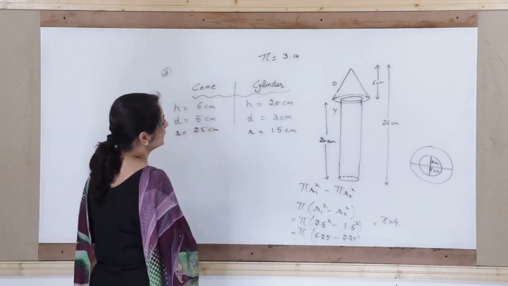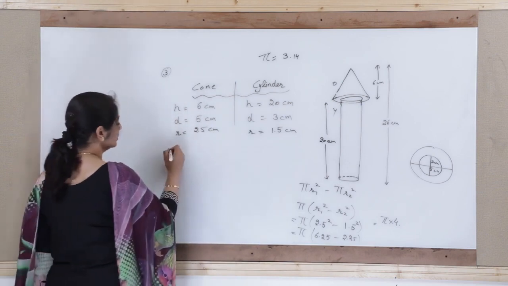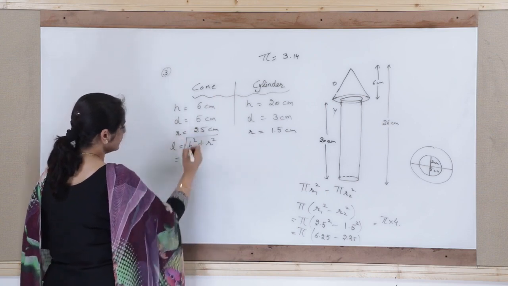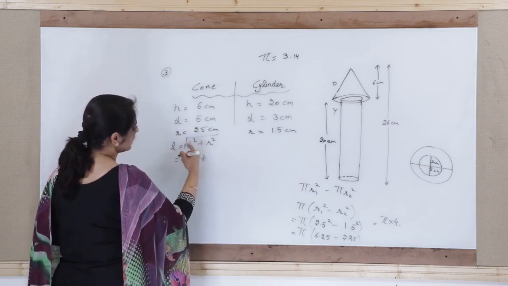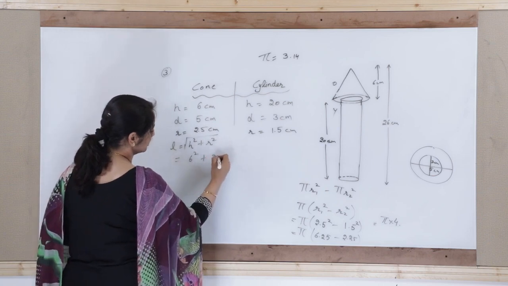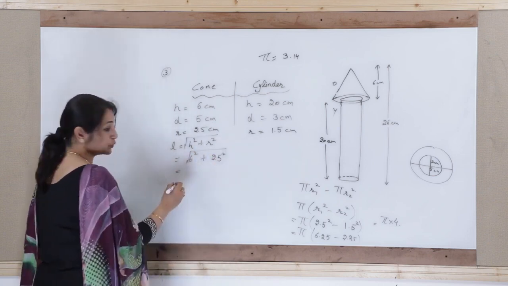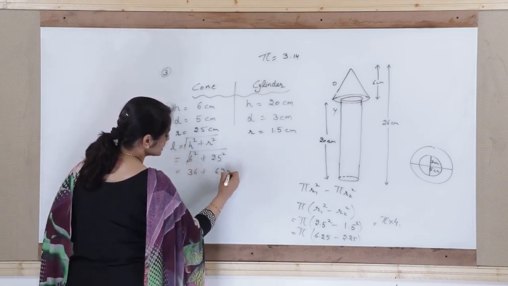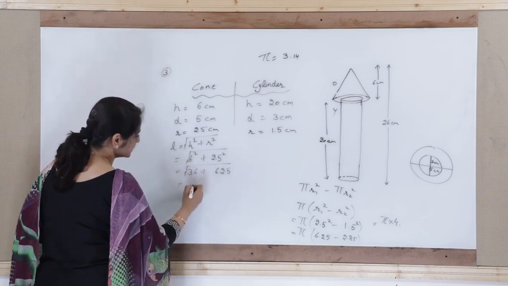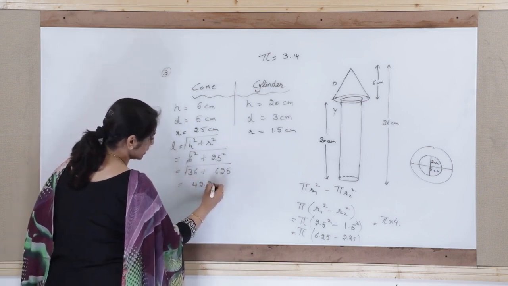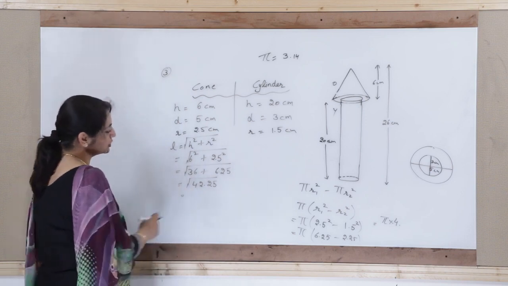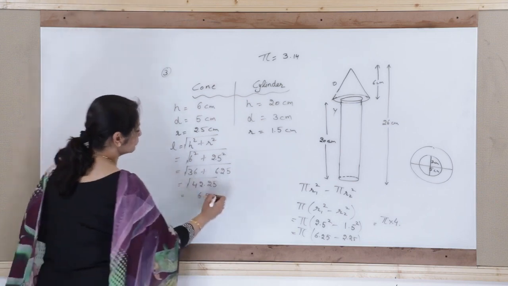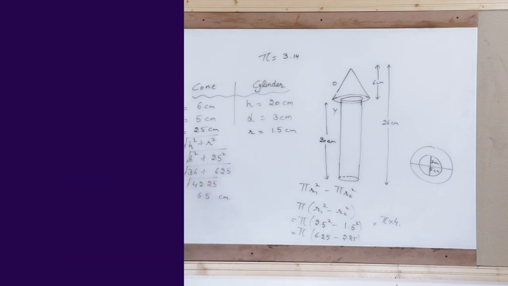Now let's use this one here. For calculating the area of the cone, we will require L. We know that L is the square root of h square plus r square. Height here is 6, so 6 square, and radius here is 2.5, so 2.5 square, under the square root. Now 6 sixes are 36 plus 2.5 into 2.5, it will give us 6.25. Adding this, we will have the square root of 42.25. Now we know that this is the square of 6.5. So L here will be 6.5 centimeters.